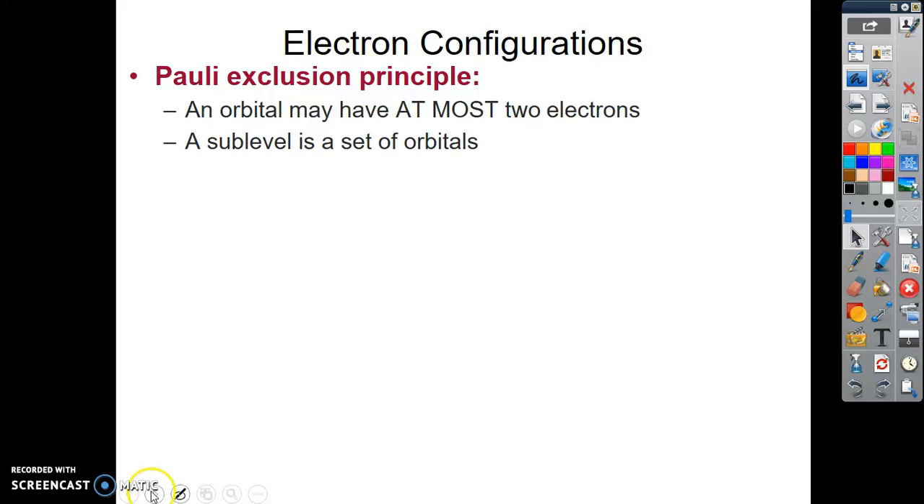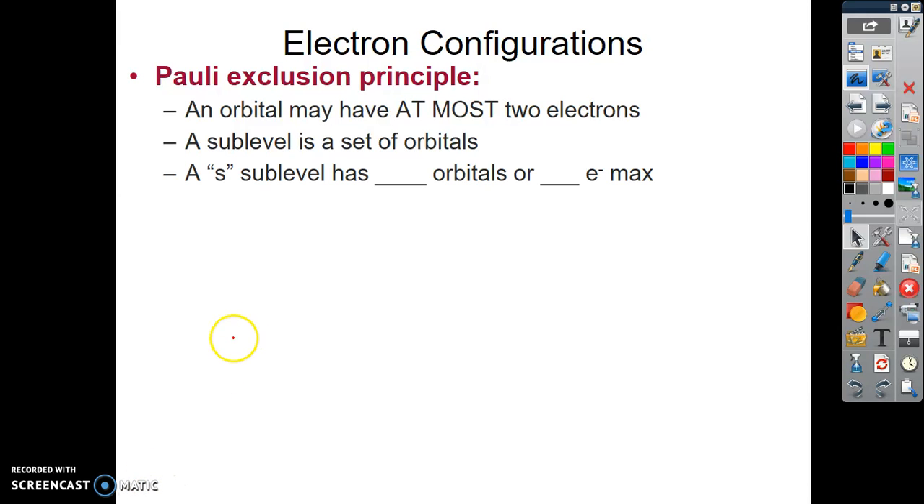And a sublevel is a set of orbitals. Okay, now some sublevels, like an s sublevel, may only have 1 orbital in it. P's tend to come in sets of 3, D's 5. Let's go ahead and lay that out here. All right, so an s sublevel has only 1 orbital. So s's only show up as one shape at a time. But every orbital can hold 2 electrons. So one orbital can hold 2 electrons.